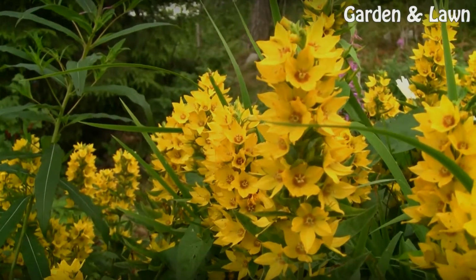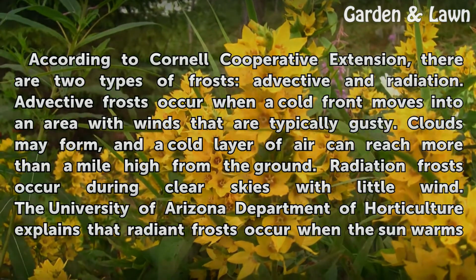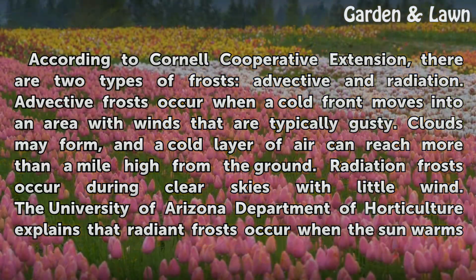Frost types. According to Cornell Cooperative Extension, there are two types of frosts, advective and radiation. Advective frosts occur when a cold front moves into an area with winds that are typically gusty. Clouds may form, and a cold layer of air can reach more than a mile high from the ground.